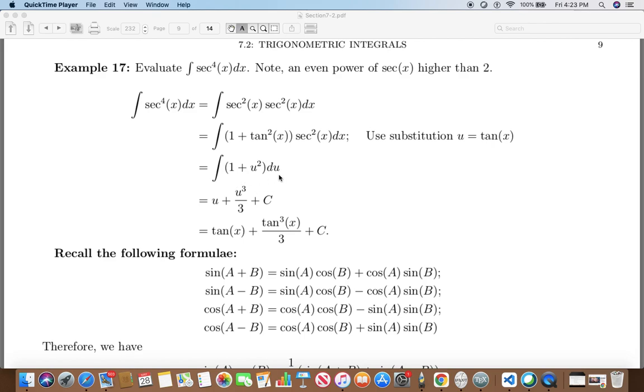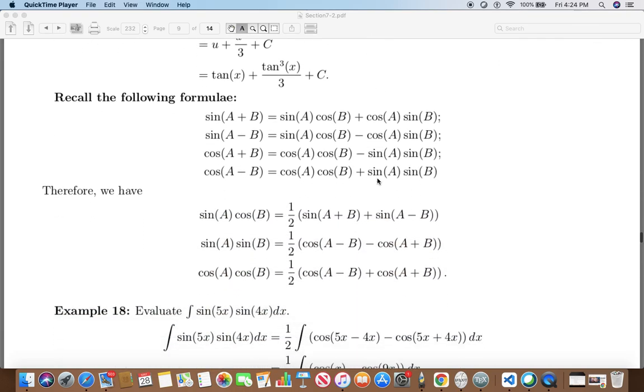Well, this is a straightforward polynomial. Integral of 1 is u. Integral of u squared is u cubed over 3 plus a constant of integration. Don't forget to substitute: u equals tan x. All right. So that took care of even power. Even power of secant by itself, it's quite straightforward.